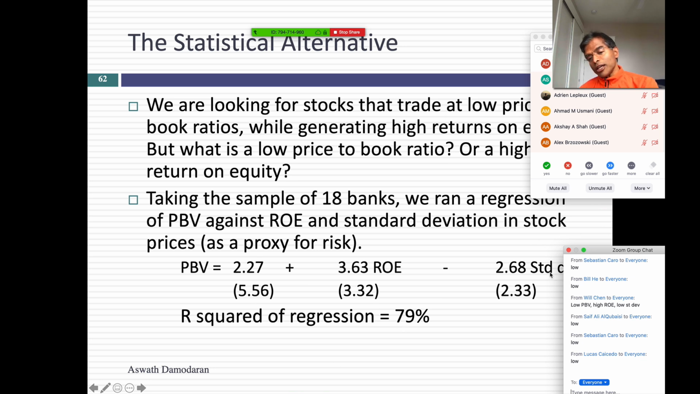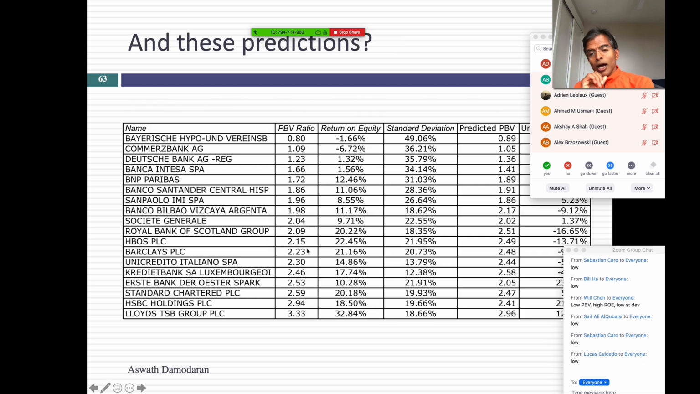I took this regression, plugged in the returns on equity and standard deviation for every bank. Incidentally, you don't have to use standard deviation or betas as your proxy for risk, because when you're doing pricing, you're not doing intrinsic value. For banks, for instance, I could use regulatory capital ratios if that's what I think is a good proxy for risk instead. But in this case, with this regression, I was able to get predicted price to book ratios for every bank.